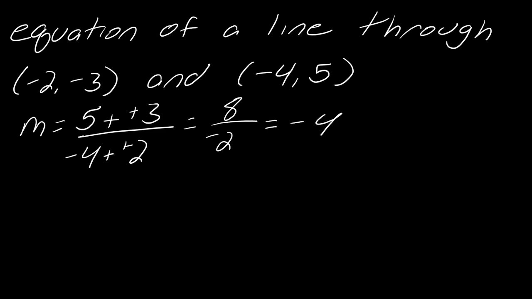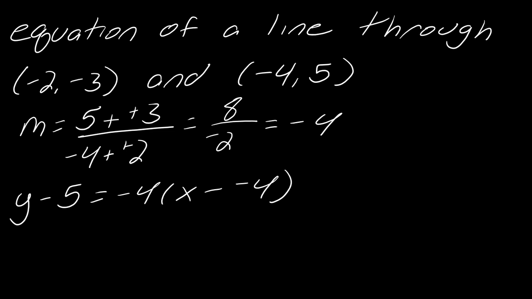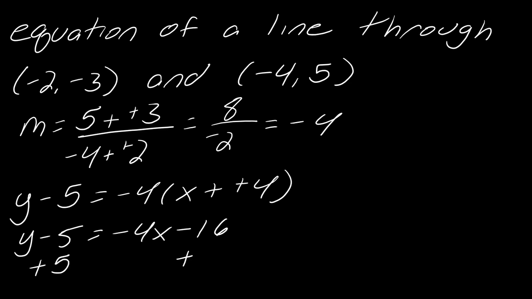Now I can choose either point that I want, and I'd rather choose the point that has more positive things in it. So I'm going to choose this as my point. If you chose the other point, that's totally fine. You should get the same answer as I did. So I've got y minus 5 equals the slope of negative 4 times x minus negative 4. And so again, these are going to become positives. Now to solve this, I am going to distribute that negative 4 and then add the 5 to both sides. So I get y equals negative 4x minus 11.